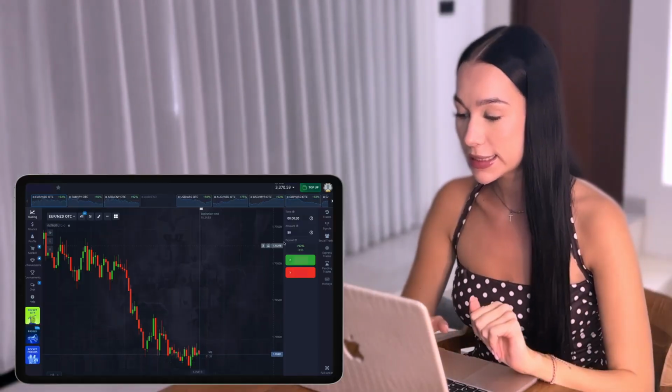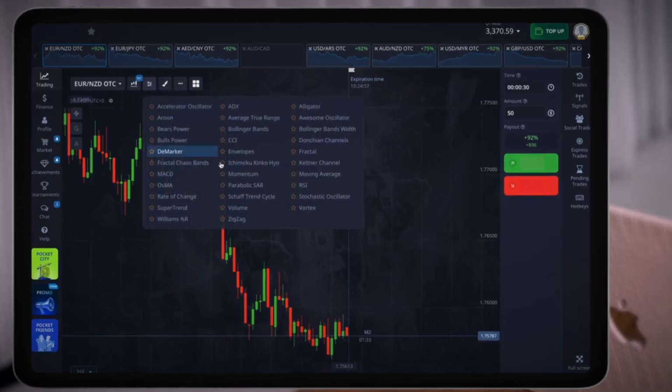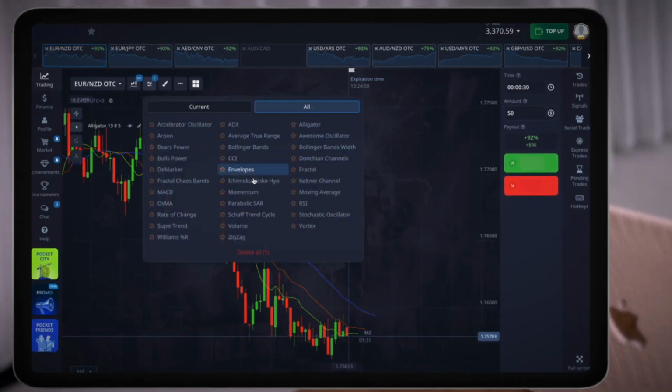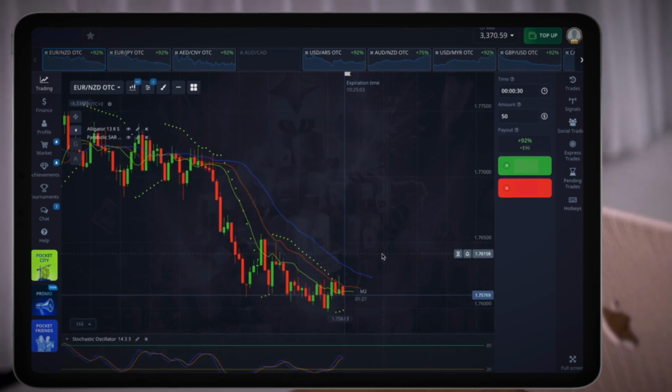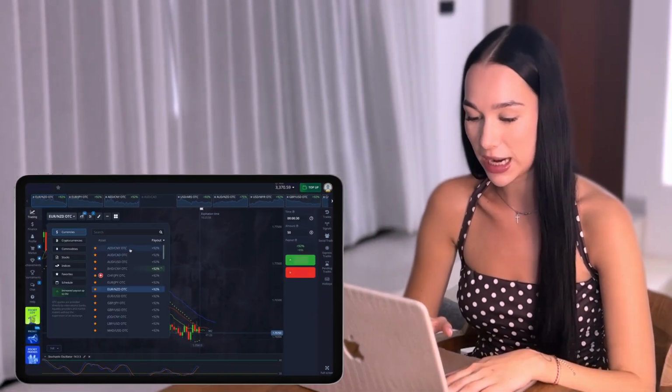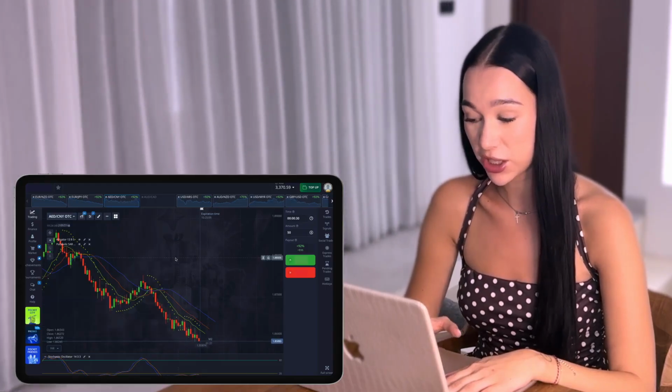So guys, let's go. Time of the expiration 30 seconds, amount of money per trade $50. After that we go to the indicators. The first one is going to be alligator, after that parabolic SAR, and the third one is stochastic. This is our setup today. So first of all, we need to find a good currency pair. Here's actually a fun one.